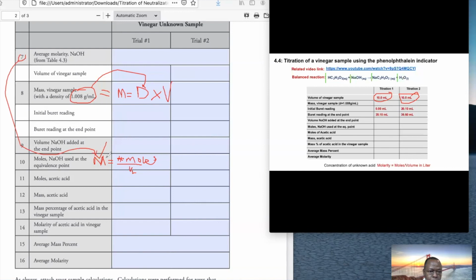And then from line 9, you have to change that to liters, which means number of moles is given by molarity times volume in liters. That's what I'll do for line 10. Molarity, this is the average. Volume is the volume to reach the end point. And you remember to change to liters. You know how to change to liters. You divide by 1,000.